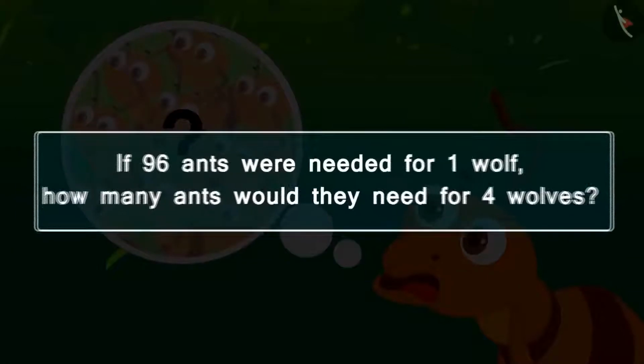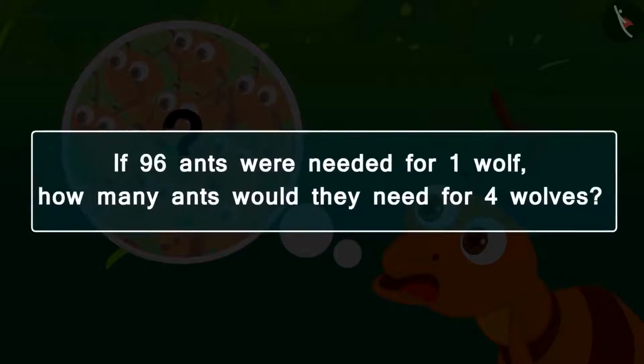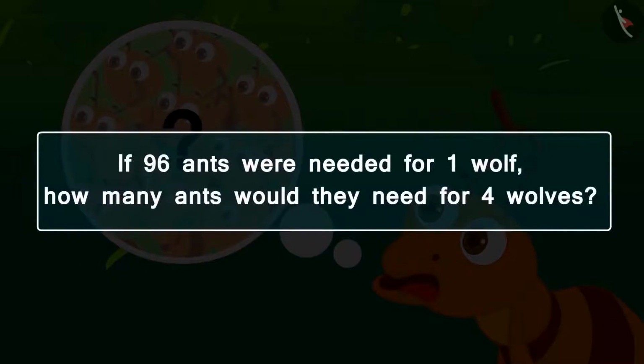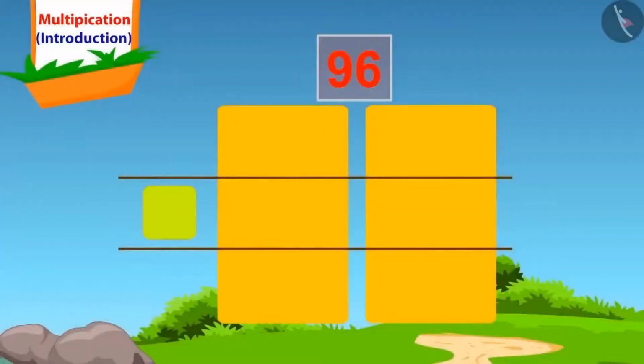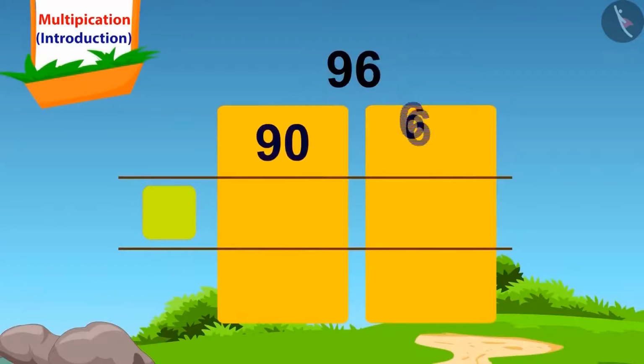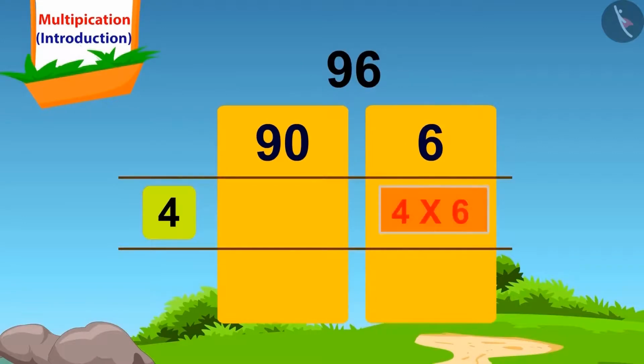Can you help the ants by solving this multiplication question? Let's do it together. How do we split 96? 90 and 6. What shall we do now? We will first multiply 6 of 96 by 4. 4 times 6 is 24. We will write this answer here.